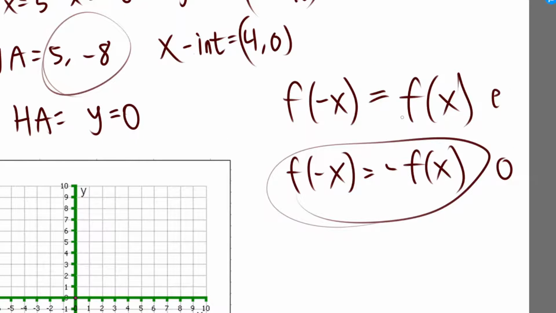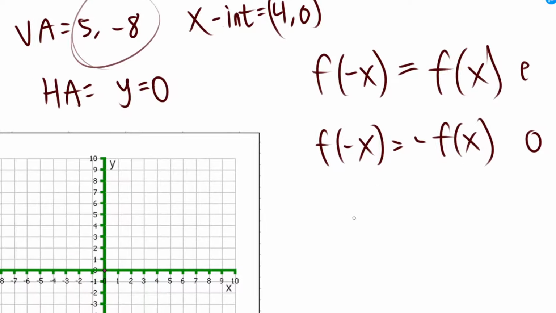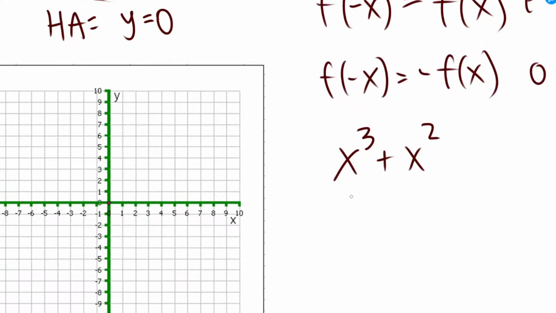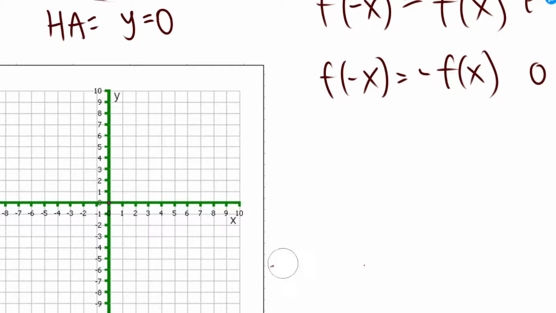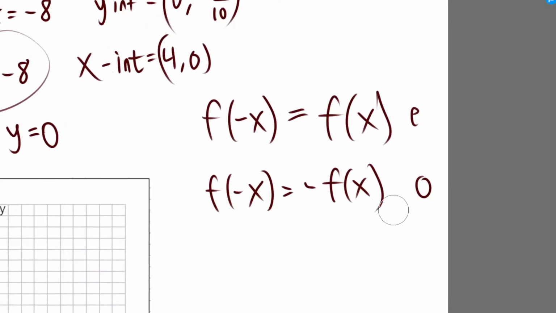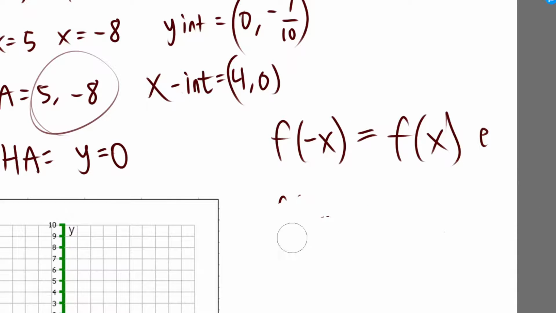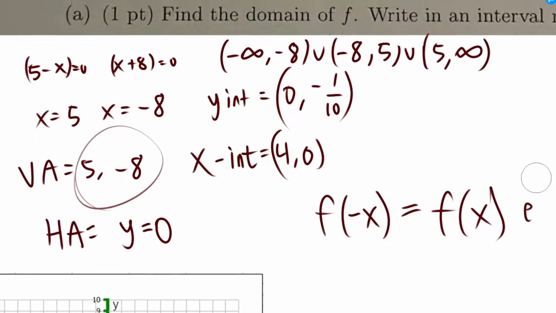That seems like a minor difference. It's not. If you had something like x cubed plus x squared, f of negative x would just be negative x cubed plus x squared, but negative f of x would be negative x cubed minus x squared, because the negative would be distributing to each of the terms. Anyway, that's a minor tangent. In our case, our function is neither.